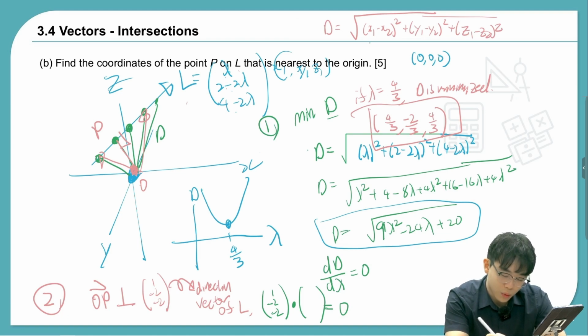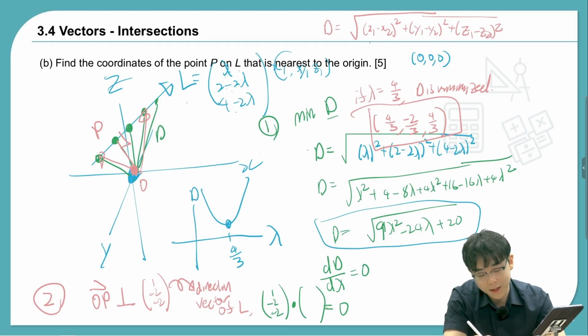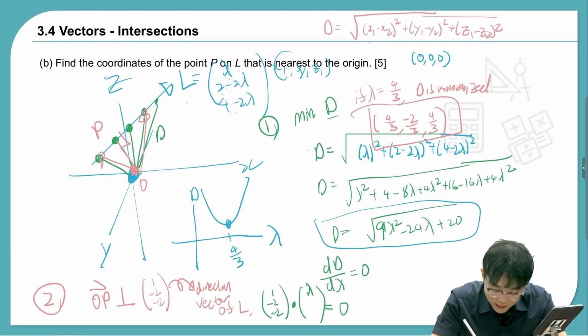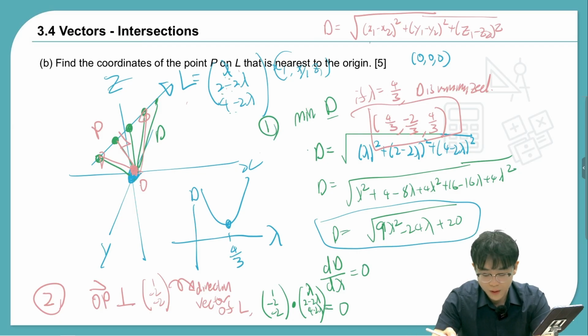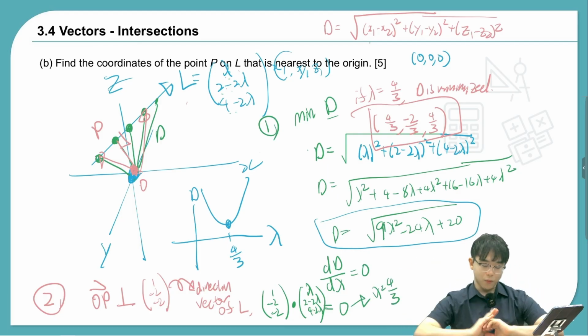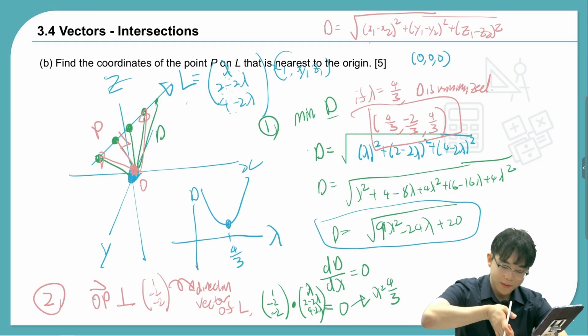We subtract the coordinate of P from 0, 0, 0. So the coordinate of P is actually lambda, 2 minus 2 lambda, 4 minus 2 lambda. So we get lambda, 2 minus 2 lambda, 4 minus 2 lambda. So if you take the dot product of that and solve for whatever lambda should be, we should get the same. Lambda is 4/3.